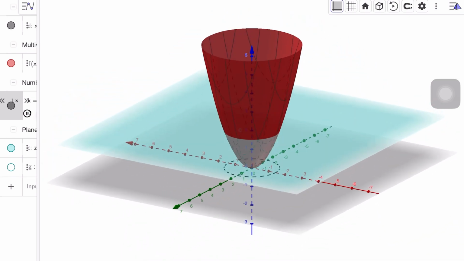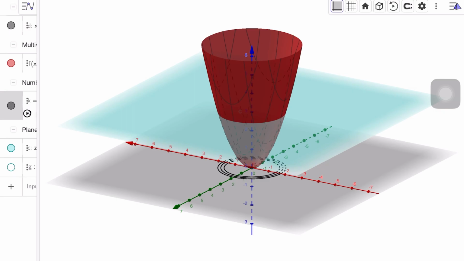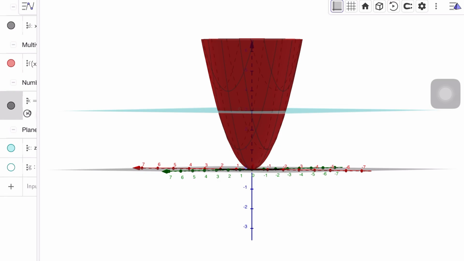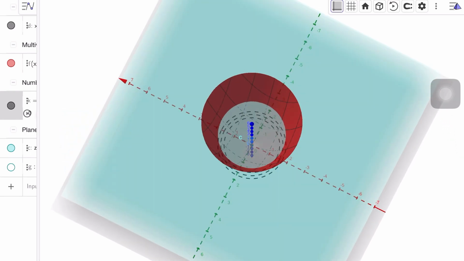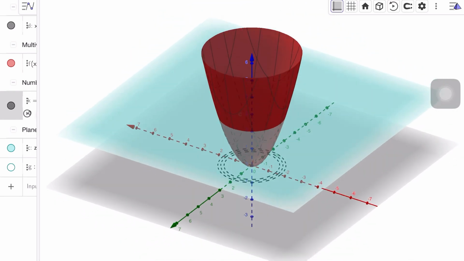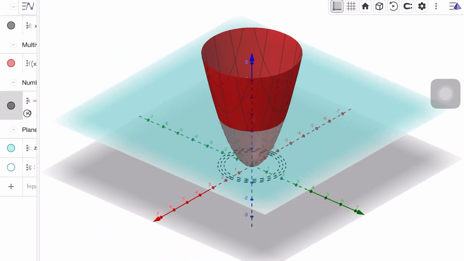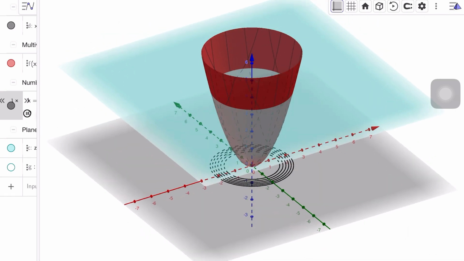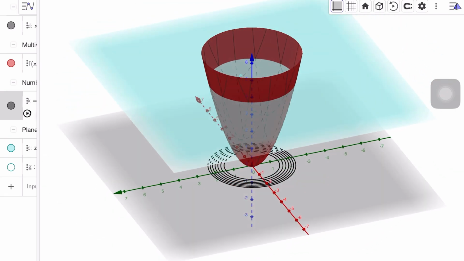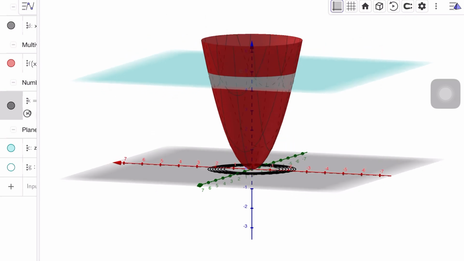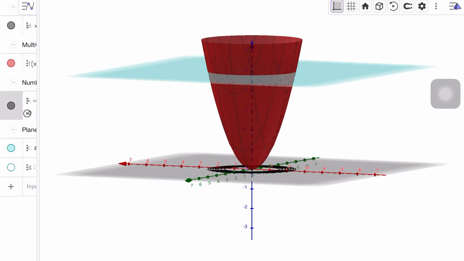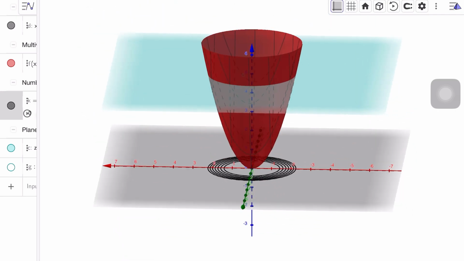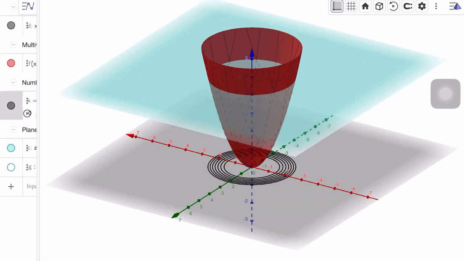Now, if we increase the value of c, then see this. When the value of c is equal to 3, we have this circle, right? So, whenever we are changing the values of c, the level surfaces are going up. This is when c is equal to 5. So this is the circle with center 0, 0 and radius square root 5. So this is the level surface, right?